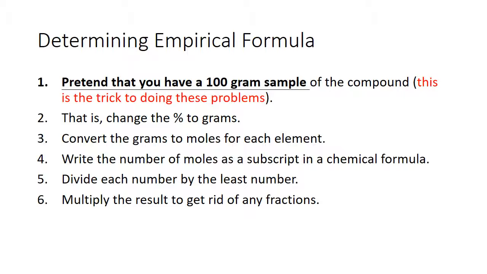Okay, so how do we determine empirical formula? What we do is we pretend we have 100 grams of the sample, and then we change that percentage to grams, convert grams to moles, and then write the number of moles as a subscript of the chemical formula. Divide each number by the smallest number and multiply the result to get rid of any fractions. We're going to go through an example to actually illustrate this point.